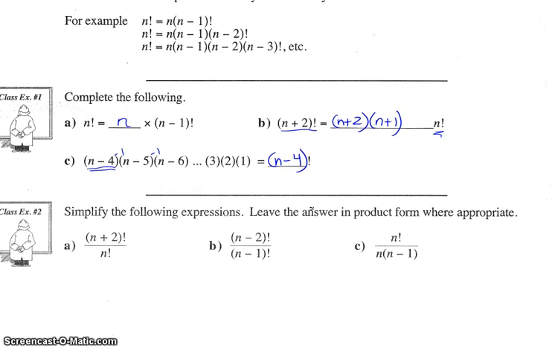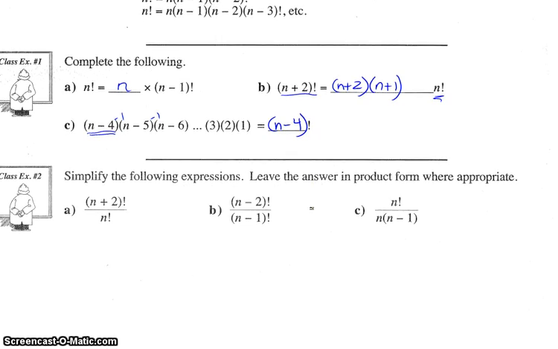Okay, awesome job. Let's look at example 2 here. Simplify the following expressions. Leave the answer in product form where appropriate. Okay, so we have n plus 2 factorial over n factorial. So just like with the numbers on the previous page when we were simplifying without a calculator, we want to expand our larger factorial. And it's not as easy to determine that when it's n, but if you're ever stuck, you can sub a number in for n.